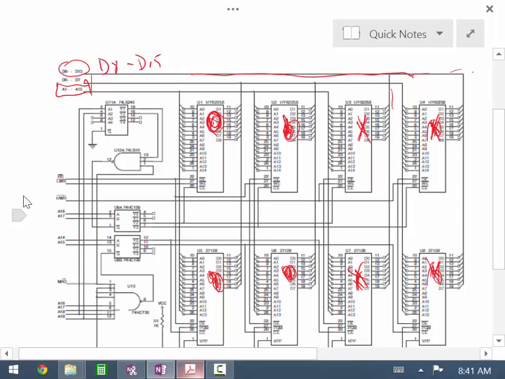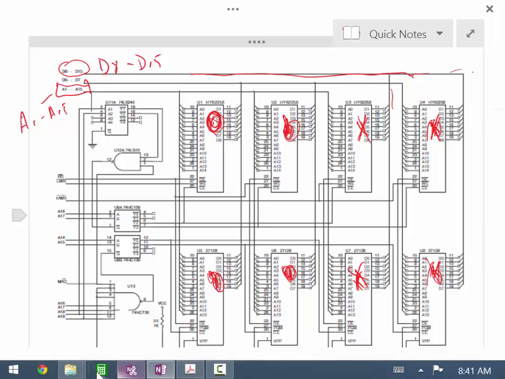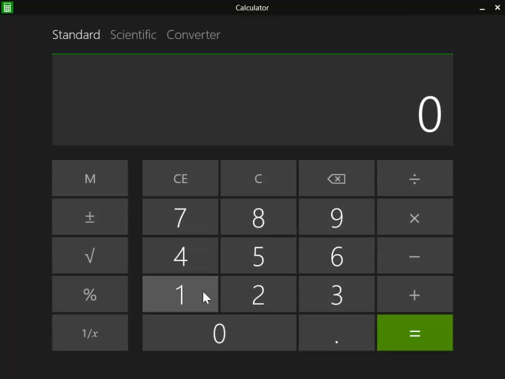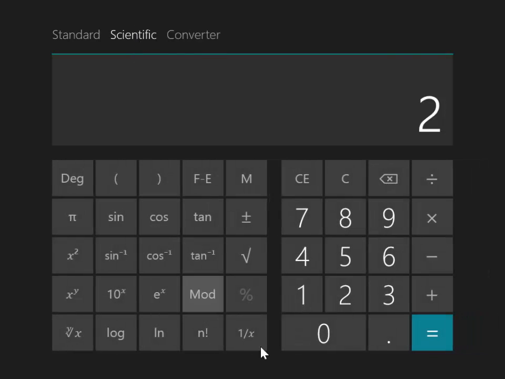As we look at this, this line here is A1 through A15. So each one of these memory locations happens to be, we've got 15 address lines, right? 2 raised to the 15. Oh, I'm going to put it in scientific mode. 2 raised to the 15, which means they're 32K in size.